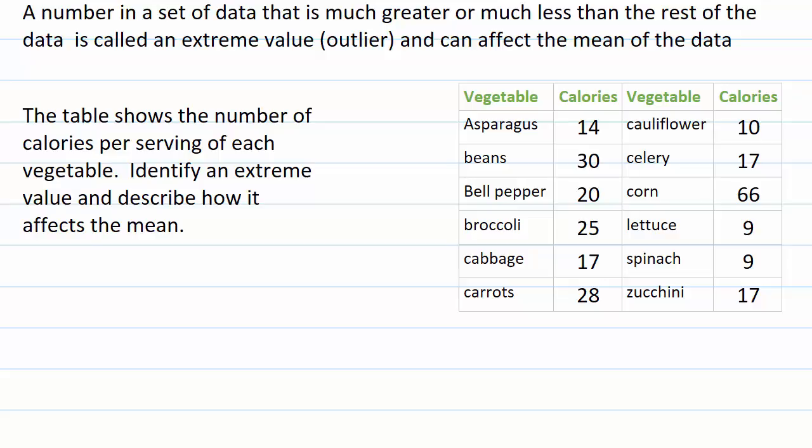So this example states, the table shows the number of calories per serving of each vegetable. So a serving of asparagus, a serving of beans, a serving of lettuce, a serving of celery, a serving of corn, and how many calories is in each. So a serving of asparagus is 14 calories, a serving of lettuce is 9 calories, a serving of cabbage is 17 calories. Identify an extreme value and describe how it affects the mean. Okay, well, if I look at these data sets, I can sort of see a pattern.